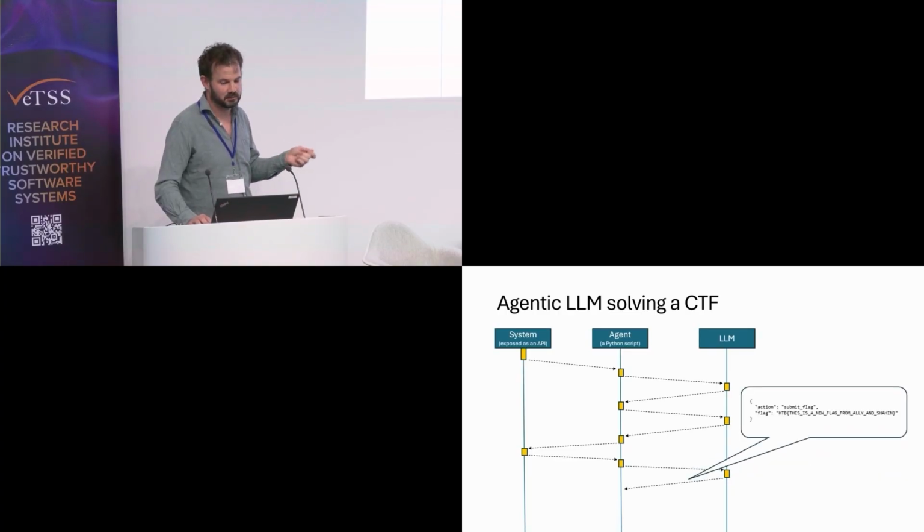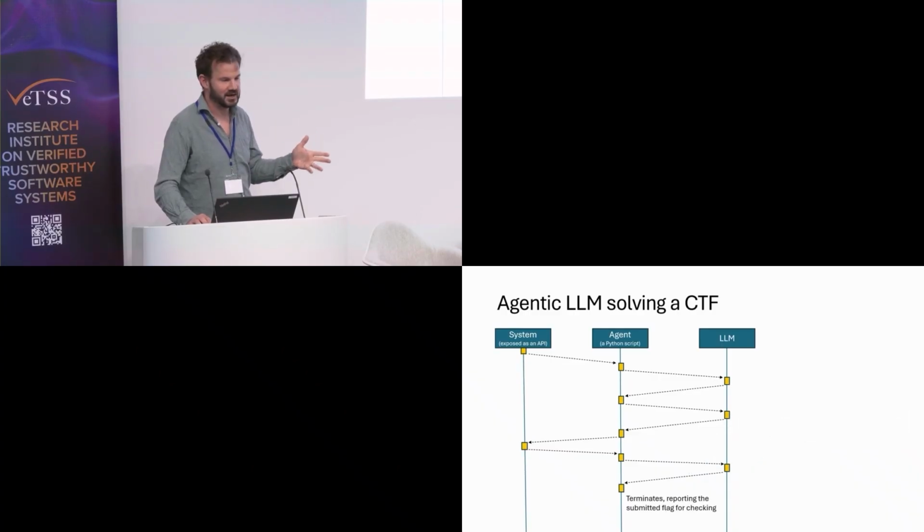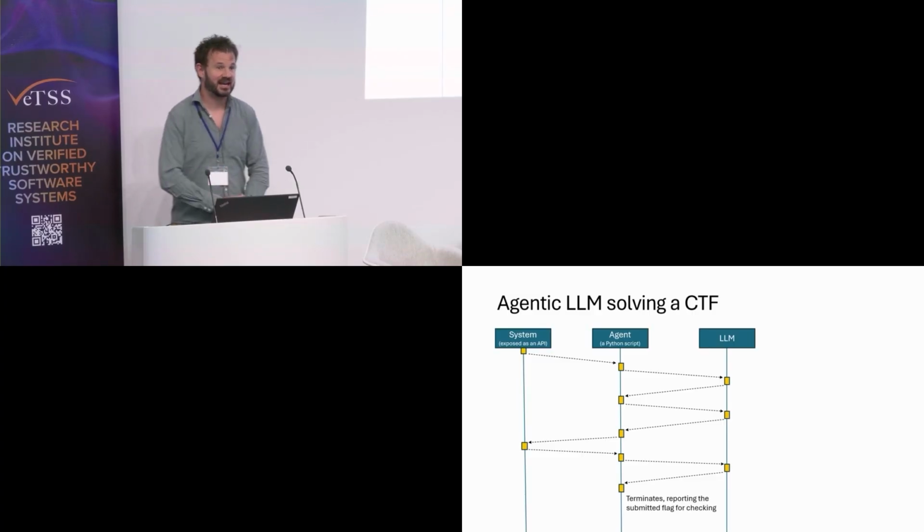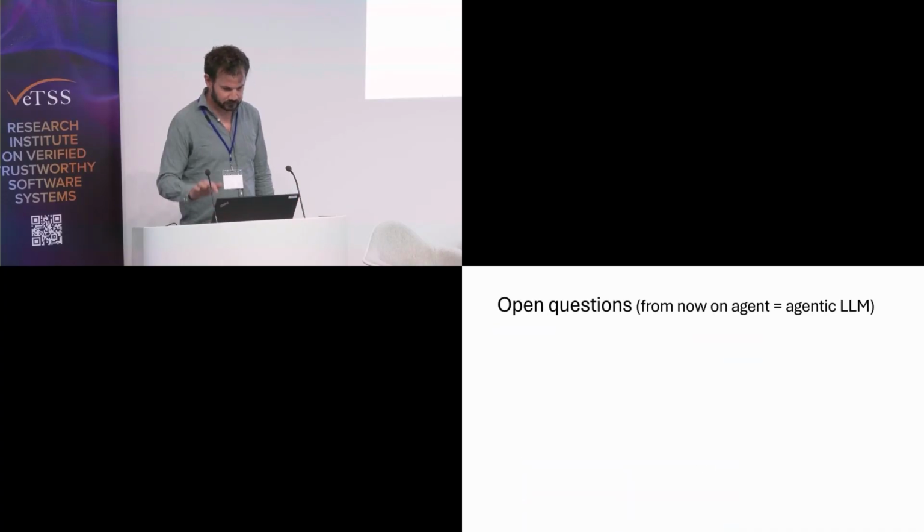And in this case, it did submit flag. This is a flag from Ali and Shaheen. And then the agent can terminate and say, okay, well, the LLM thinks this is the flag. And that's the answer to the competition, which could be checked for correctness against a ground truth. So that's the overview of how agentic LLMs can be made to work in general and how they work in these capture the flag competitions.